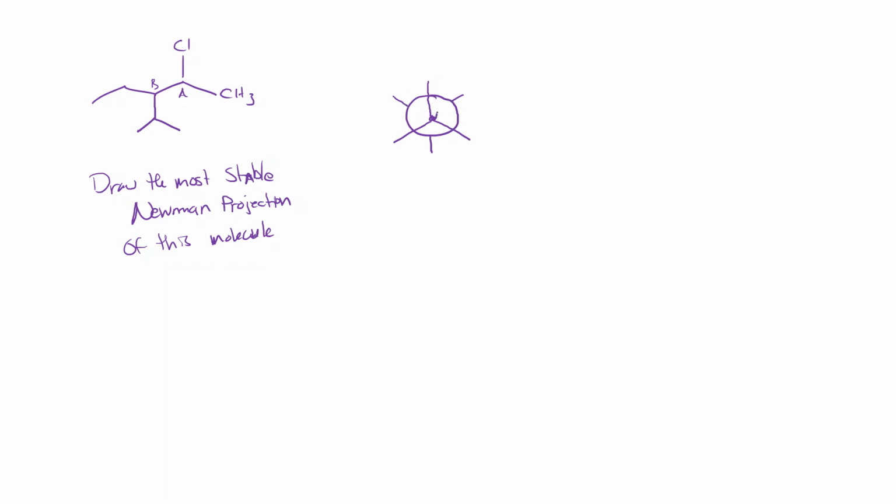Remember, carbon A is the front one, carbon B is the one behind. We have three groups attached to carbon A, plus the connection between carbon A and carbon B. We have three groups attached to carbon B, plus the connection between carbon B and carbon A. So figure out what the ones are on A, figure out what the ones are on B, put them onto this Newton projection, and then figure out what the most stable position is. Okay, now is the time to pause the video and then come back when you're done.